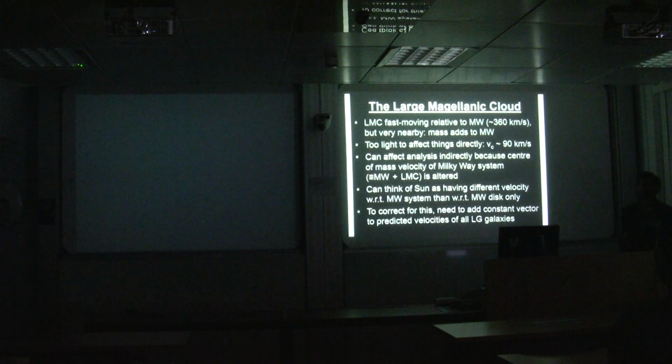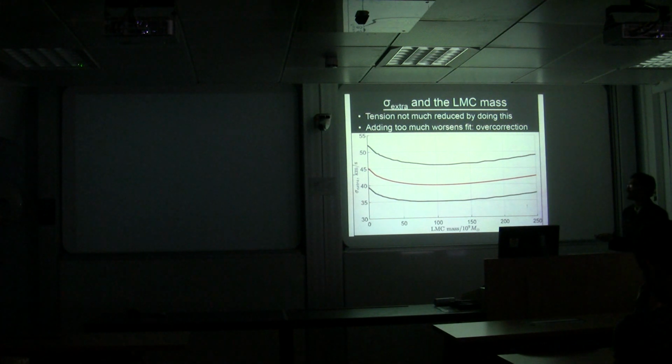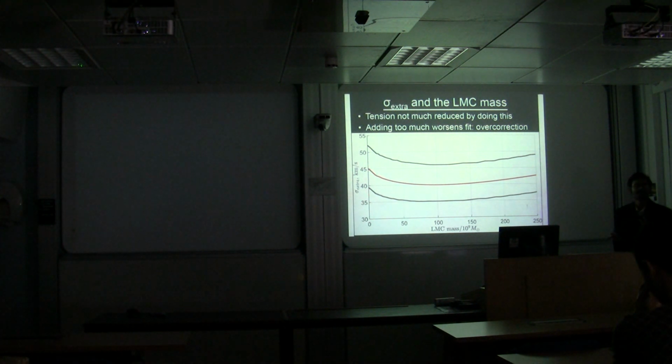The main thing that actually happens though is that you just add a constant vector to the predicted velocities of all the galaxies in the local group. The vector is parallel to the direction in which the LMC is moving with respect to us, but nonetheless that's the basic idea. So what we did is found out how much extra dispersion we need, basically the mismatch between lambda CDM and the observations. We tried to find out how that varies if you change the Large Magellanic Cloud mass. So if it's 0, then you get 45, 46 kilometers per second. But if you increase the LMC mass, it drops a bit. So people were thinking this might be how to explain the observations.